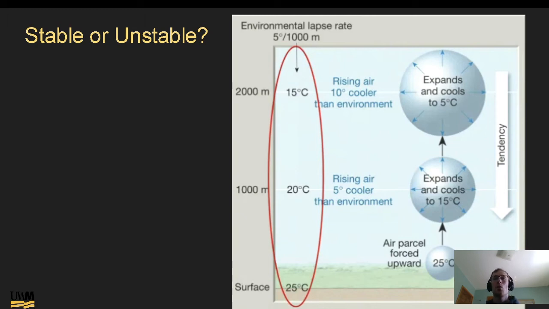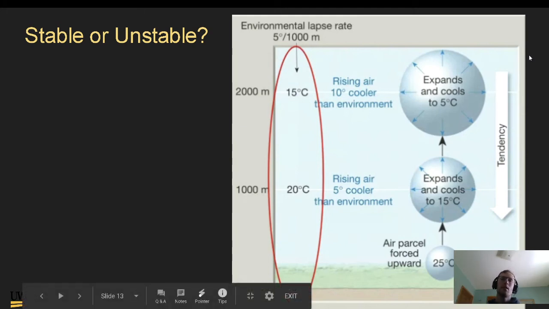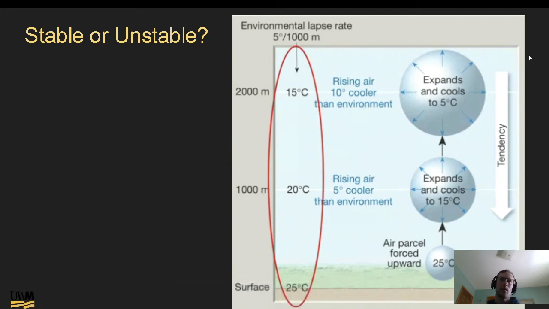These conditions would be stable. This arrow on the right of the graph actually shows us that the tendency of the parcel is to sink, which means that the conditions are stable. And how else could we figure that out?